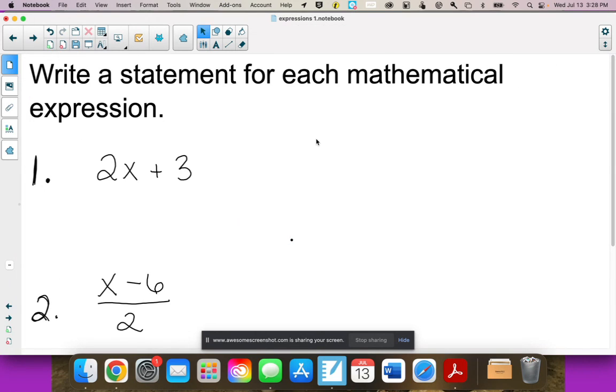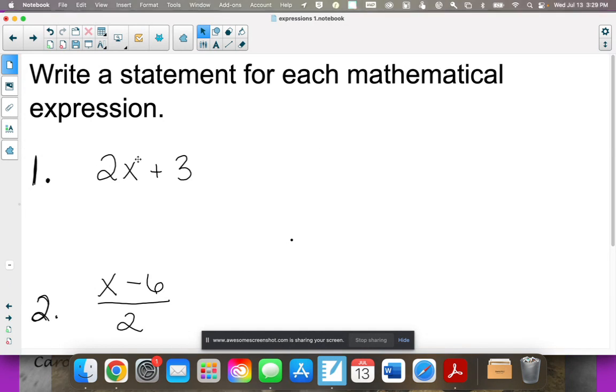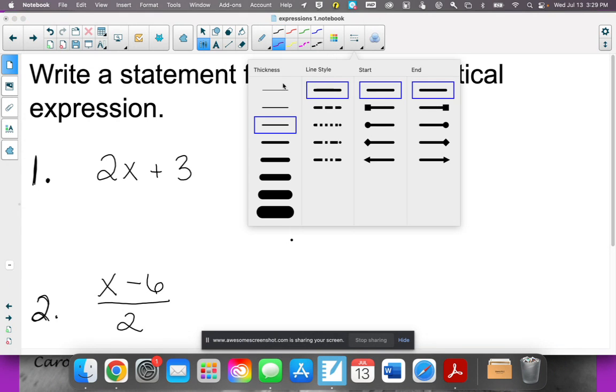Okay, so now we're going to write a statement. And again, there's lots of right statements for these, lots of different correct ways to write them. So you may write something completely different, and that's fine. You just might want to have me check it to make sure that it still works.